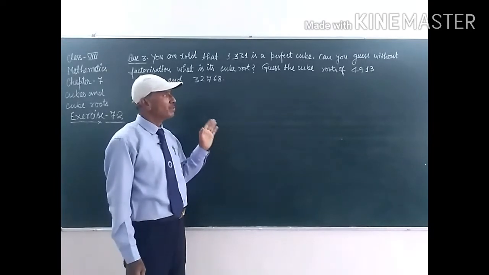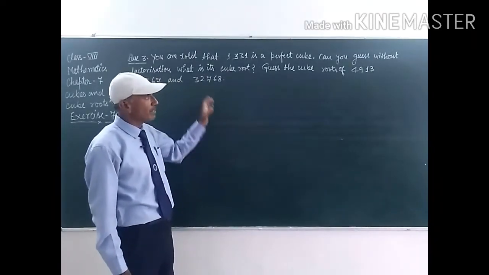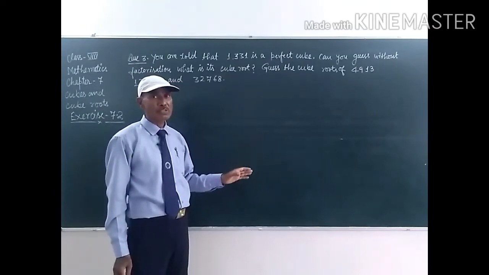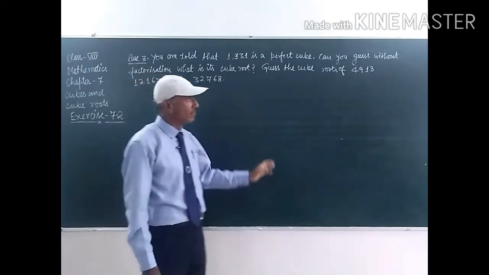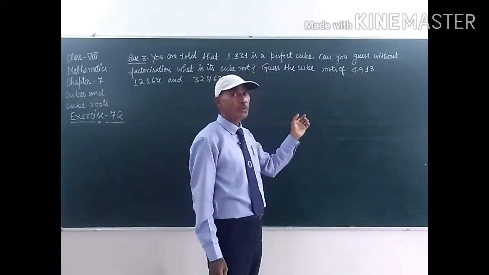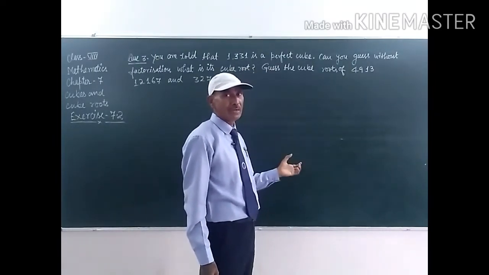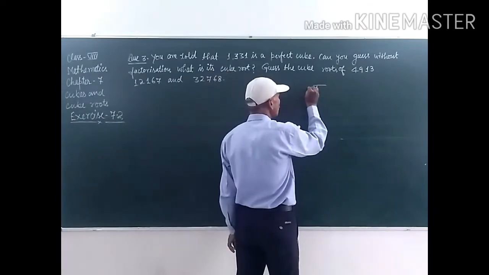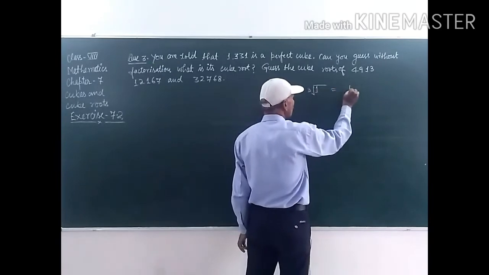Clear student? So first of all, before solving this question, we have to understand about the some rules of cube numbers. So first of all, we will write the cube root of first 10 perfect cube numbers. So student, this one, cube root of 1 is equal to 1.